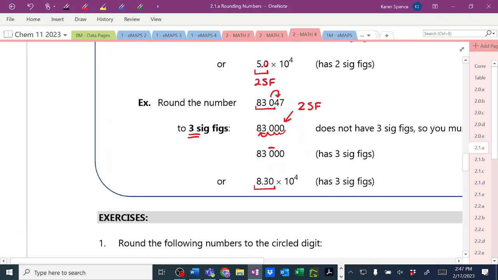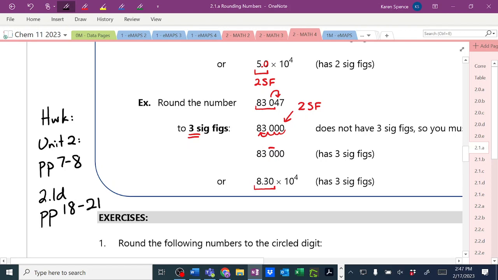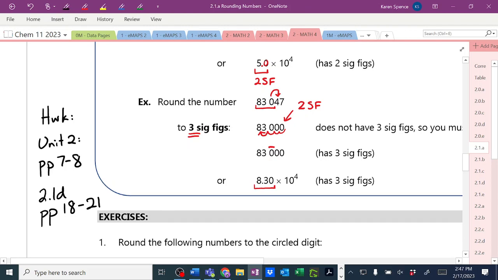Your homework, there's a little bit from Unit 2, only a small amount. Most of it's just study for your test. So your homework in Unit 2, pages 7 and 8, and also 2.1D, which is pages 18 to 21. It's watching a little video with Tyler DeWitt and doing some practice problems.